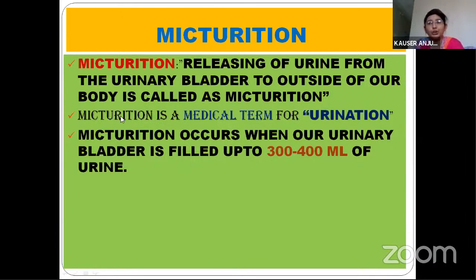Actually, micturition is a medical term. In the sense, it is used mostly by doctors. But what is the common term for micturition? It is commonly called urination. We use the word urination, but on medical grounds, instead of urination, the word used is micturition. So micturition occurs when our urinary bladder is filled with 300 to 400 ml of urine. But what is the actual capacity of the bladder? It can store up to 800 ml of urine, isn't it?